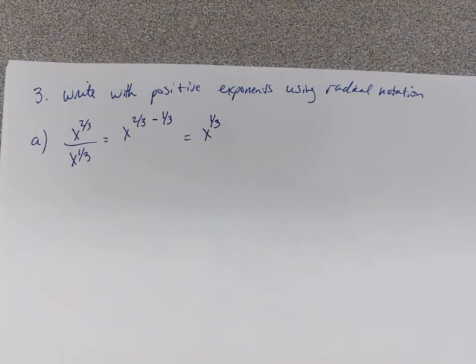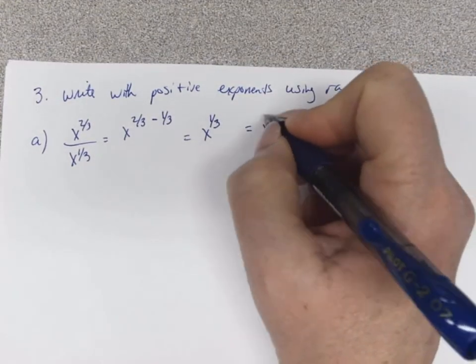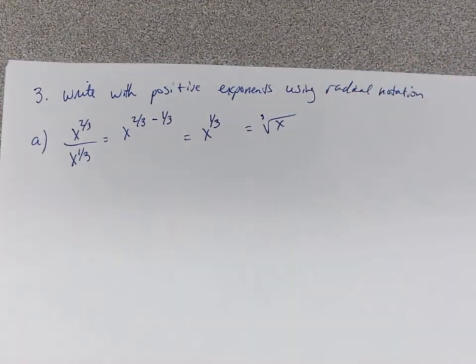This would be also, if you were writing it with a radical, you could change it into the cubed root of x. But if it says to write with positive exponents, x to the 1/3 would be doing a positive exponent. But we could also change this into the cubed root of x. These are equivalent answers. All right, let's look at B.